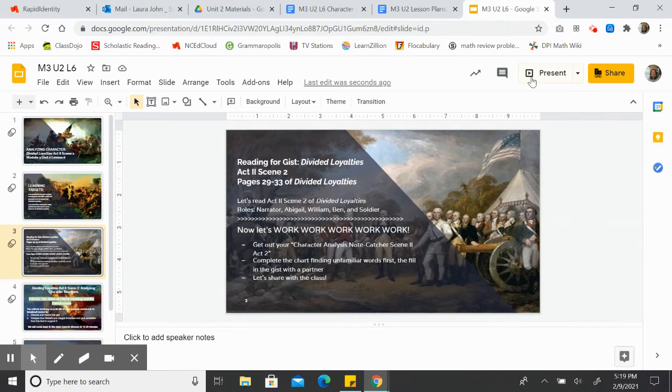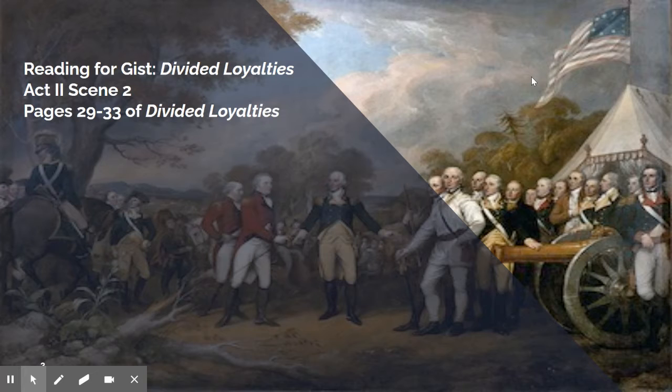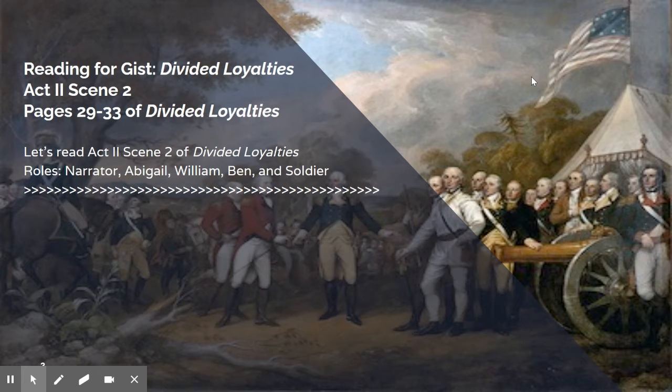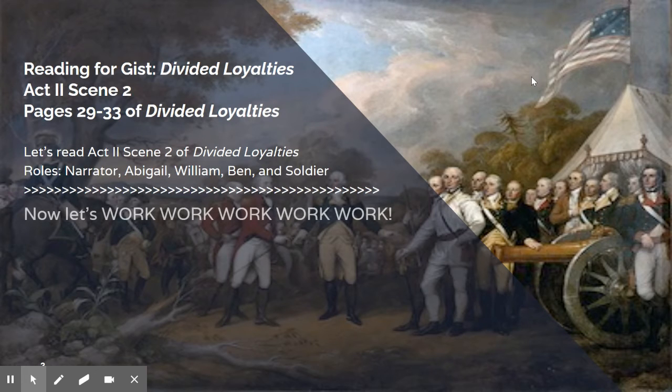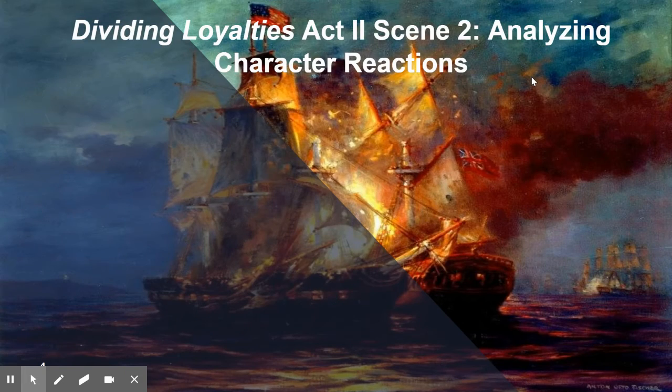Okay, so you should have read Act 2, Scene 2, pages 29 through 33 of Divided Loyalties. Okay, so the next thing you need to do is we're going to, in class, discuss it and you're going to have to get to work independently since you have missed out. So make sure you discuss or think about any unfamiliar words. Ask a grown-up what those words might mean. Okay. And then we are moving on.